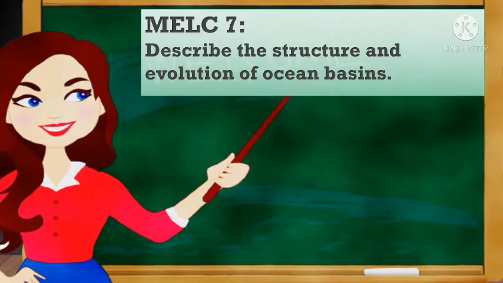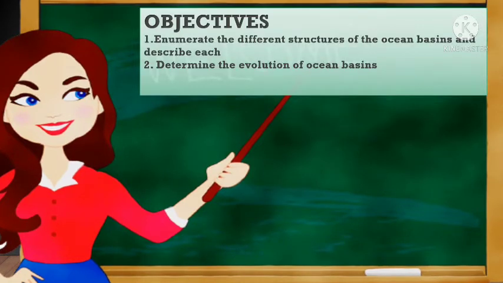Lesson 7: Describe the structure and evolution of the ocean basins. The following objectives are: number 1, enumerate the different structures of the ocean basins and describe each. Number 2, describe the evolution of the ocean basins.